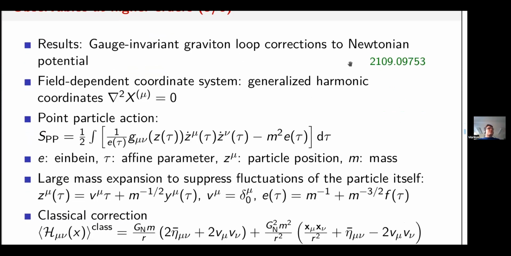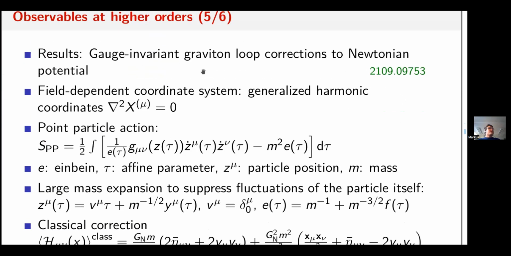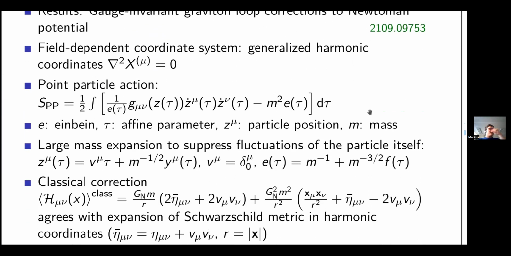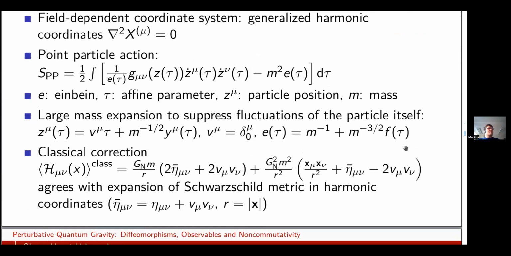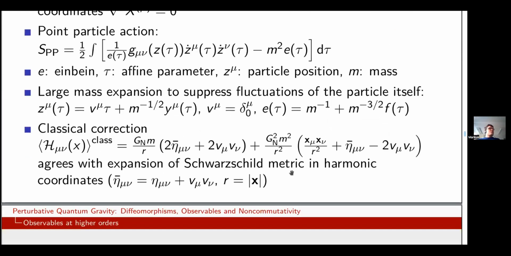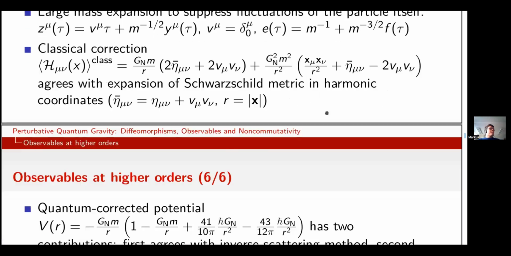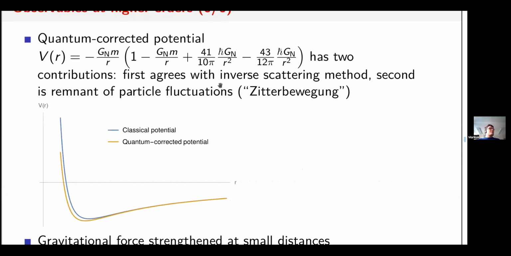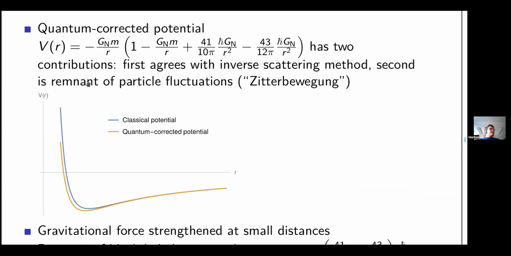Well, as I said before, we had this correction to the Newtonian potential. Now we can also look at graviton loop corrections to that. Maybe I don't want to bother you with all the details. You have to take, for the matter action, the action for a point particle, some body of some mass. You have to do a large mass expansion because you don't want to look at the fluctuations of the particle, but the fluctuations induced by the gravitons. You get some classical correction that agrees with the Schwarzschild metric, and you get some quantum correction, which is an interesting one.